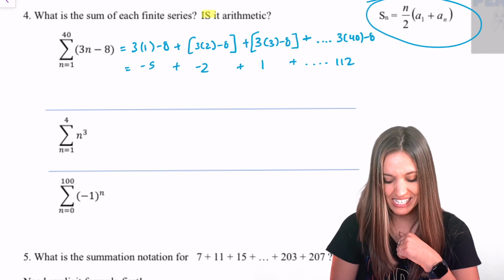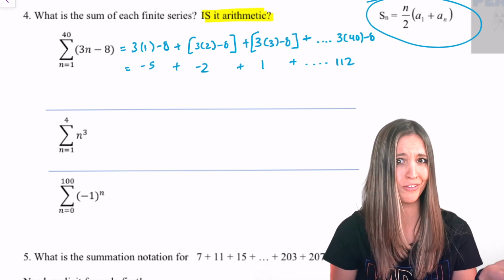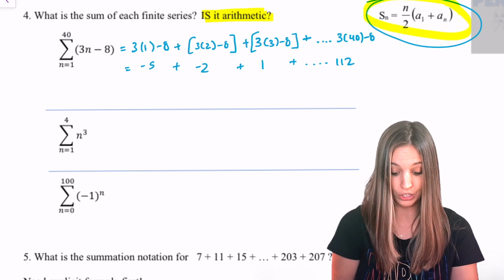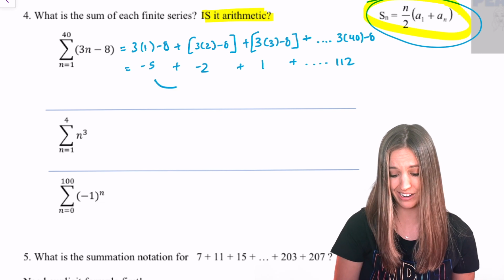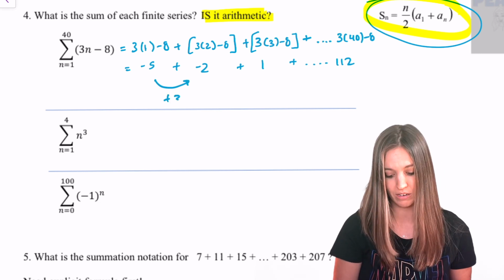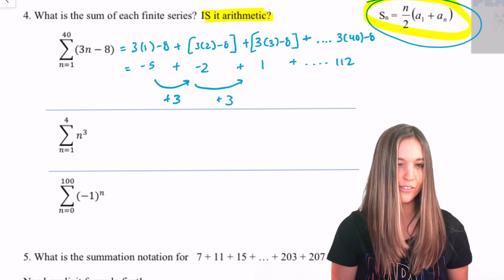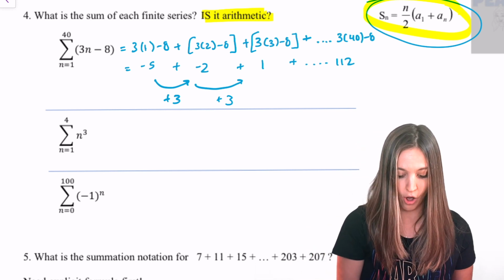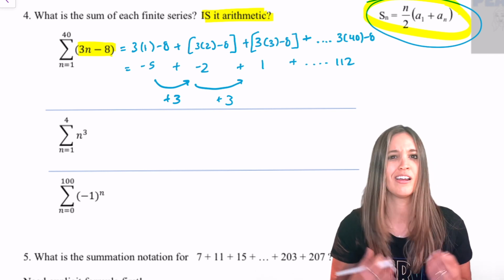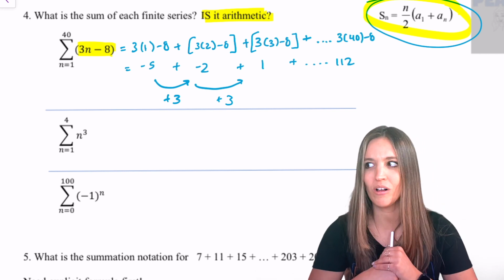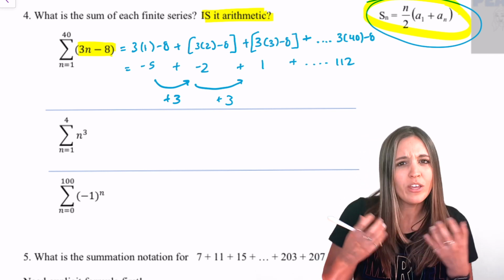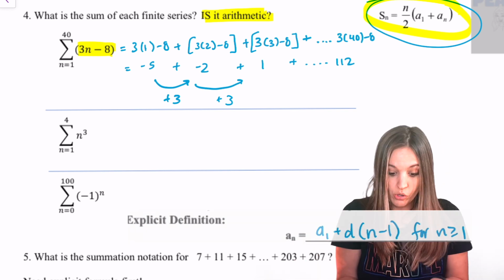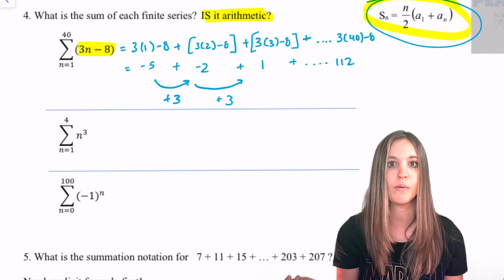Well, is it arithmetic? Because if it's arithmetic, I can just use the sum formula. Let's check. I could look at the series I've written out so far, -5 to -2, I'd add 3. -2 to 1, I'd add 3. So that's seeming like I have a common difference. But hey, if I look at the argument in my summation notation, 3n minus 8, well, that's linear. Well, if we think about the explicit definition, they're always a linear equation. So this must be arithmetic, and I can use my formula.